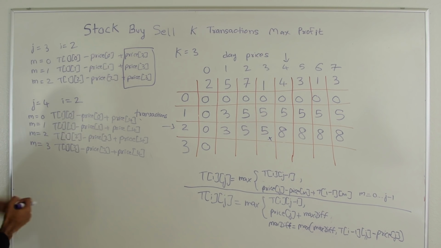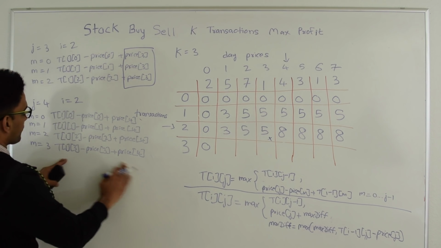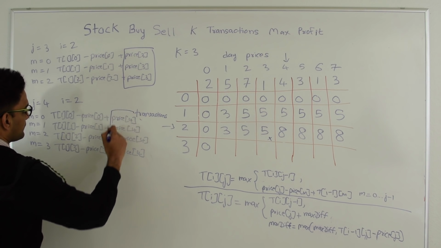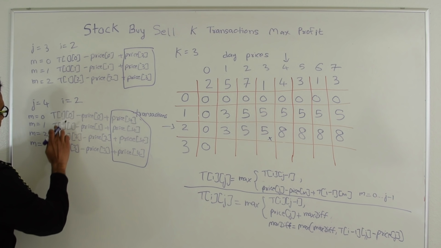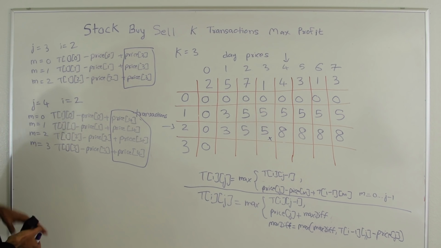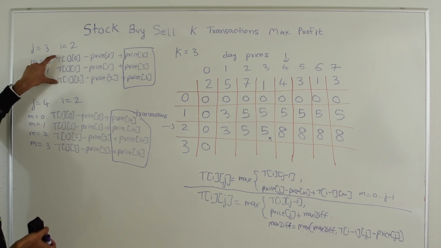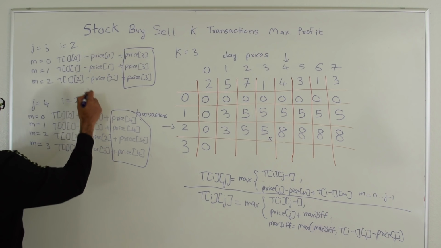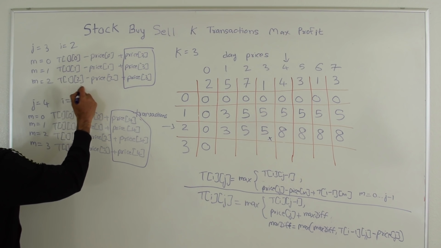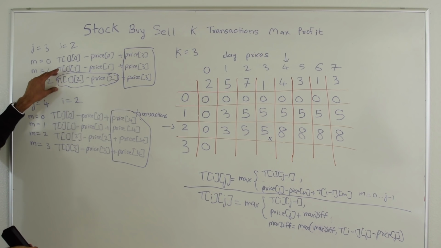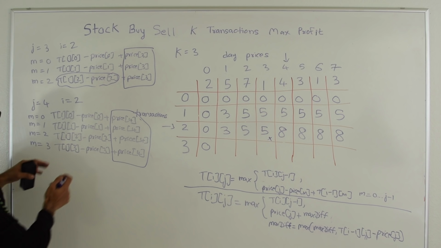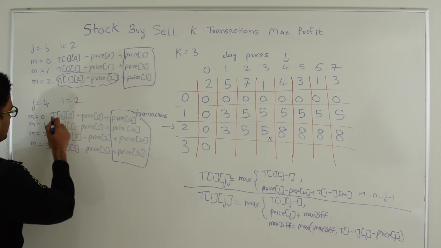Now when we moved on to the j4 with the same number of transactions, we again had this formula. Again here, this part is constant. So our max depends on the max of this, this, this or this. Now if we had kept the max of these three guys, so let's say this guy was the max of these three guys.